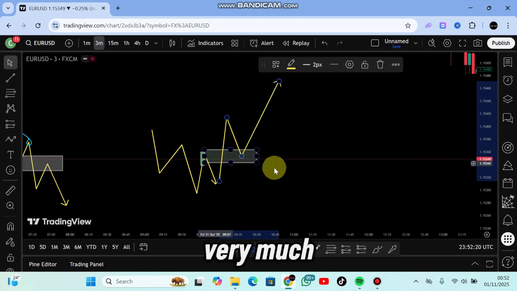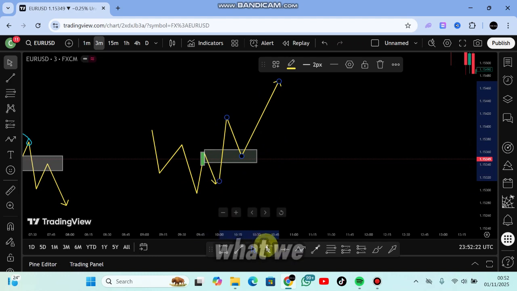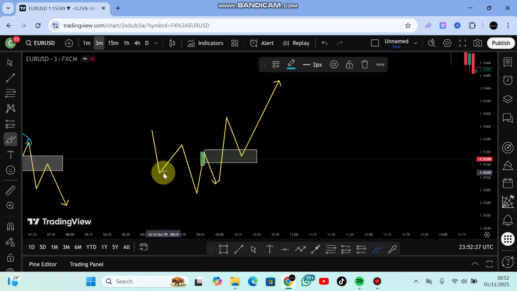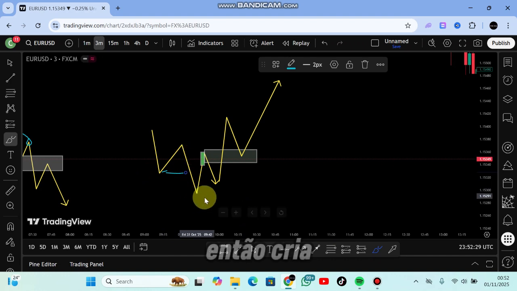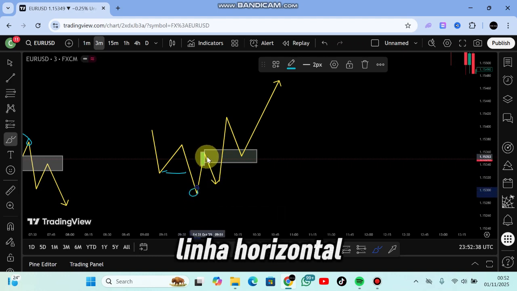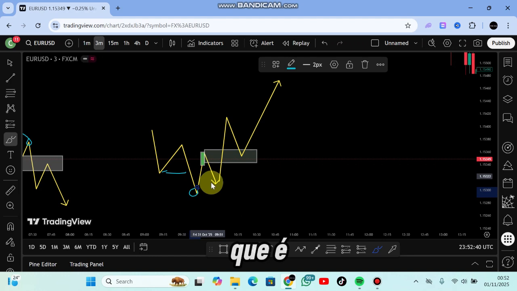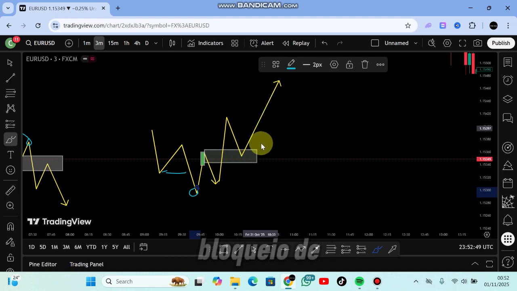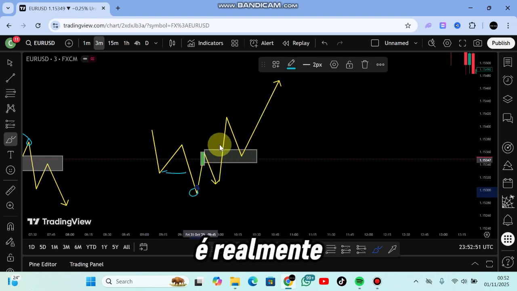So it is still very much what we see: price creates a lower low, then creates this particular low which is unable to take the previous low, right? Then we draw this particular order block, the order block candlestick at this place. So when price pierces through the order block candlestick, we expect price to retrace back into this particular place, and we look for a buying opportunity. So this is what we call a bullish mitigation block. It is really very easy.